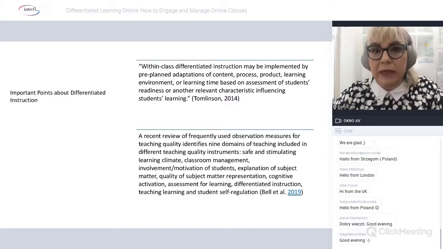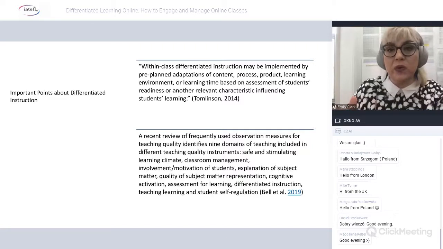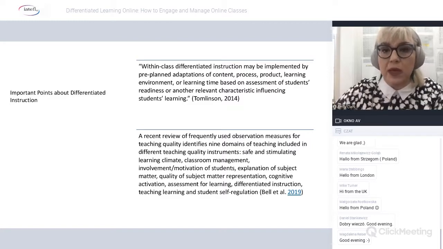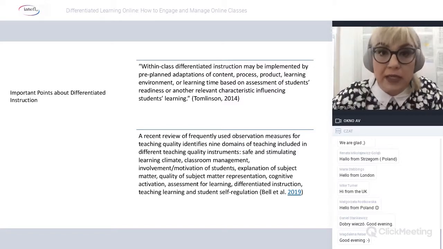So it's interesting to me that in this research, they're including differentiated instruction as one of the nine domains of quality teaching. So being able to ensure that each of your students is getting what they need to be successful, to meet the learning outcomes, to meet the content in your course is really important. And again, how are we going to do that online with large classes, with limited resources, and all of those things?